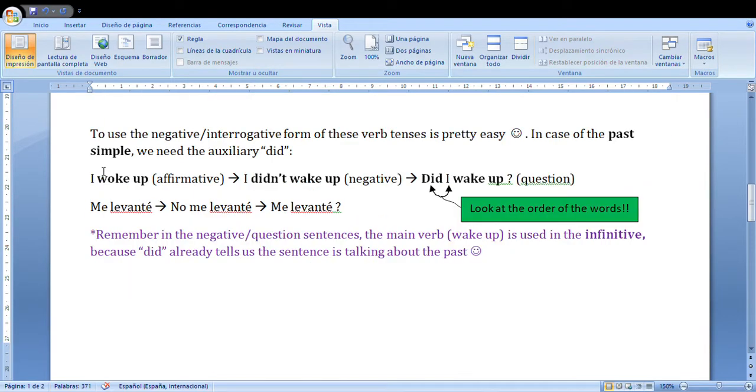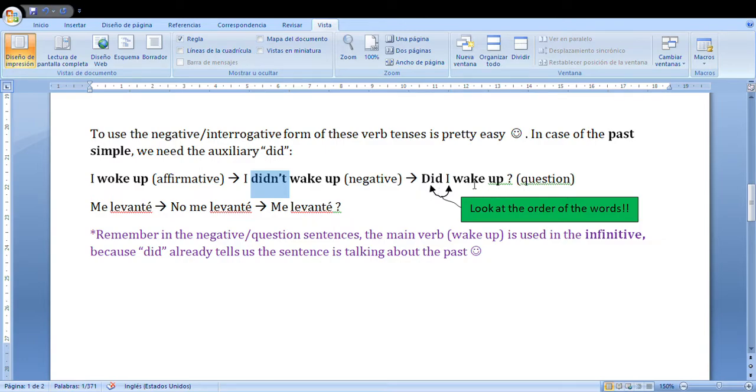Okay? The negative and the interrogative form of these verbs, which is maybe the most difficult part for you, even though I say here it's pretty easy. So in case of the past simple, just a reminder, because we have studied a lot the past simple, I've put the same verb, okay? I woke up, which is in the affirmative. I didn't wake up, remember, we use did not or didn't, and then we use the verb in the present, because with this, we're already saying that the action is in the past, okay?